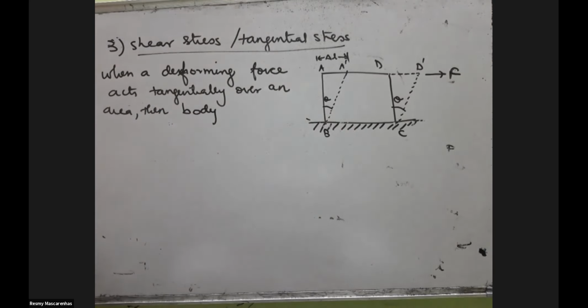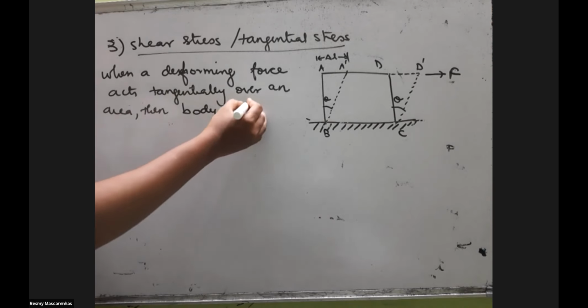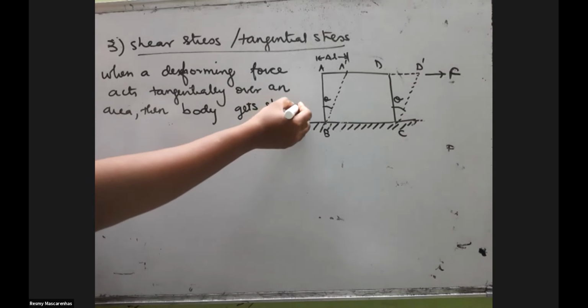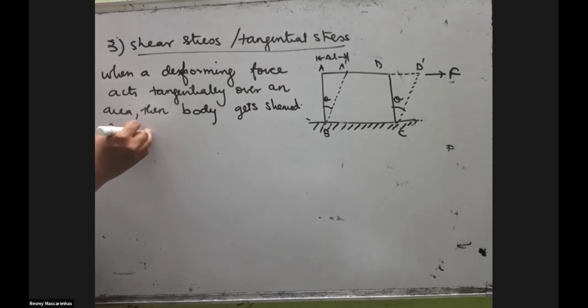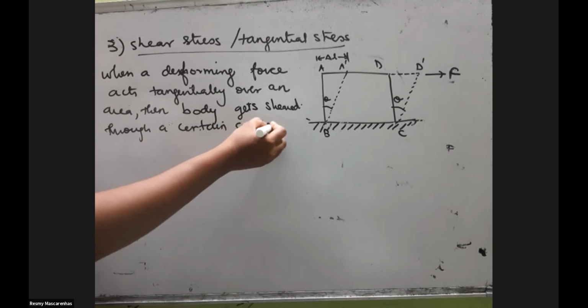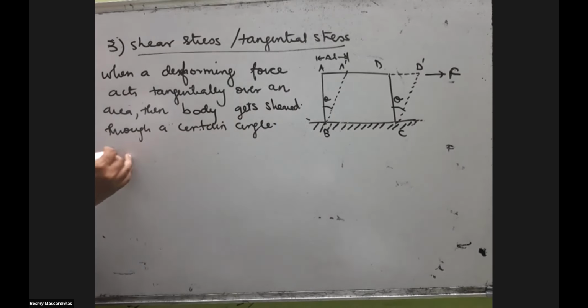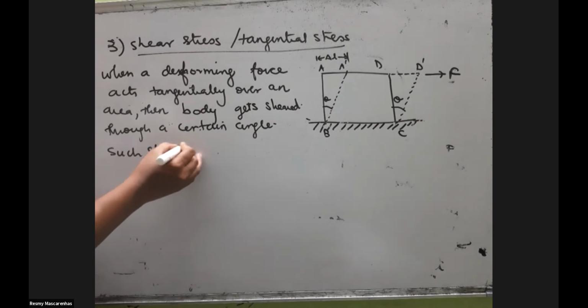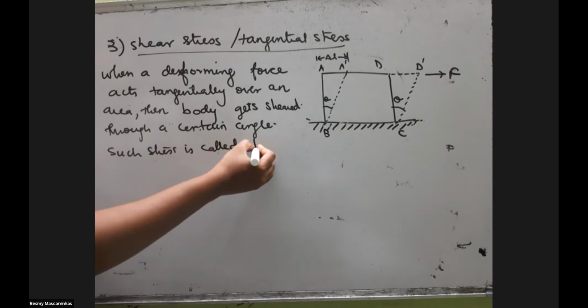Keeping one of this. So it's like you are standing at one place only, you are not moving your feet. Somebody is trying to push you, only your upper body is bending. Okay, so it's called a shear. Shear means kind of bent through a certain angle. Such stress is called shear stress.